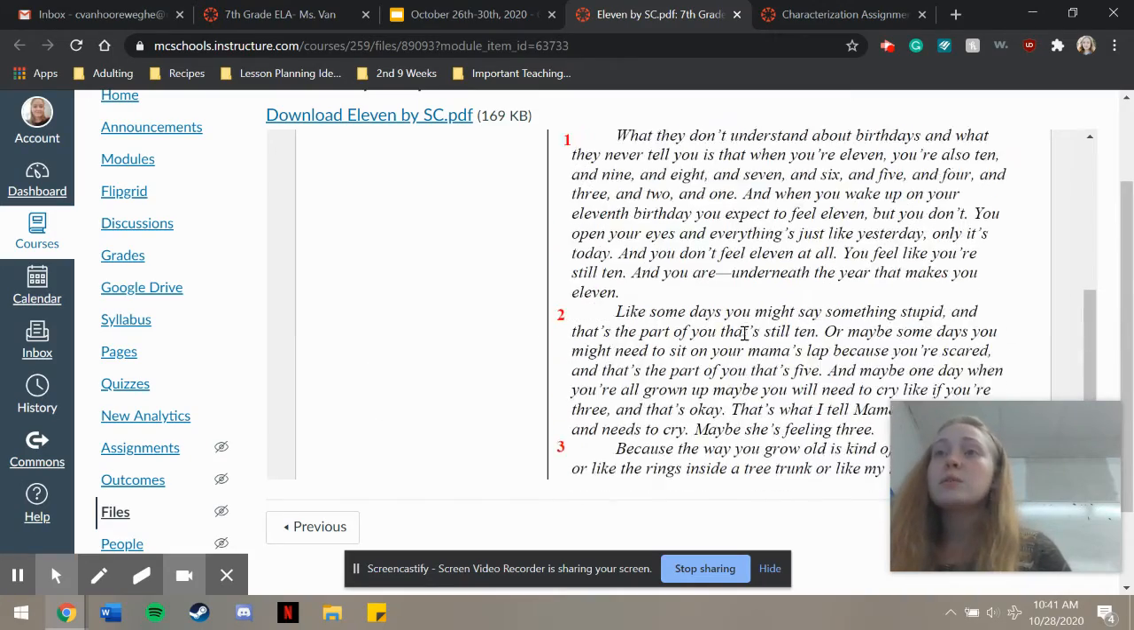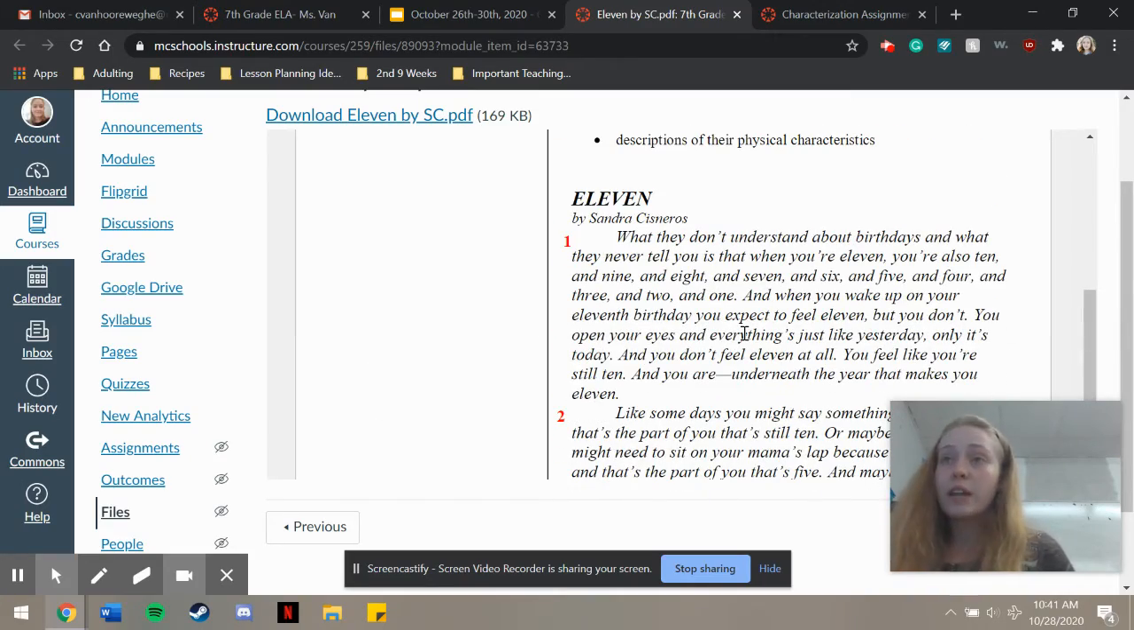space. So you're going to read this and you're going to look for elements of STEAL, or elements of characterization that the author, Sandra Cisneros, chooses to show about this main character in this story named Rachel. So you're going to look for Rachel's speech, and you're going to look for her thoughts. You're going to look for her effect on other characters, the characters in the story. You're going to look for her actions, and then you're going to look for descriptions of her looks.